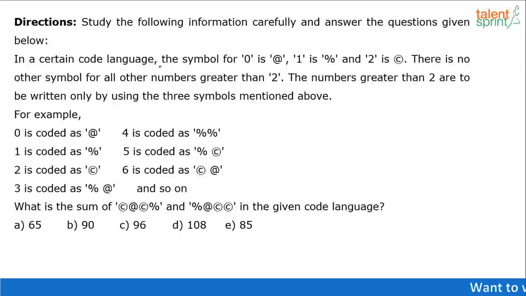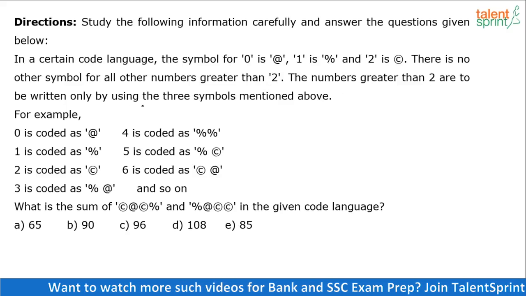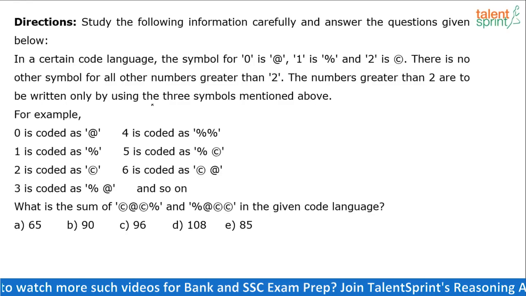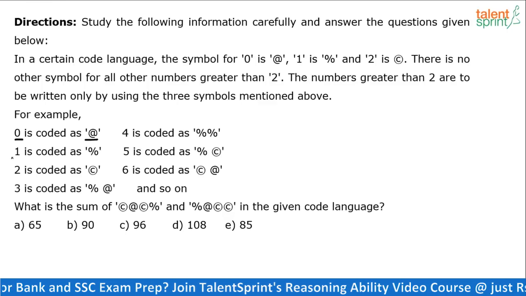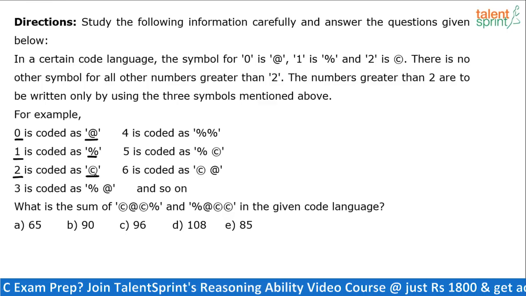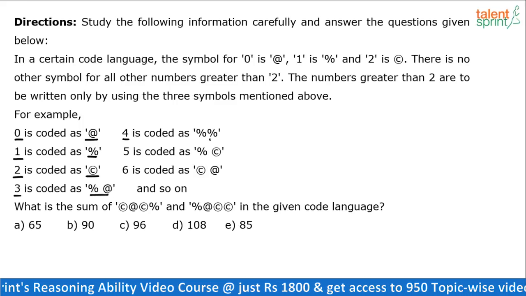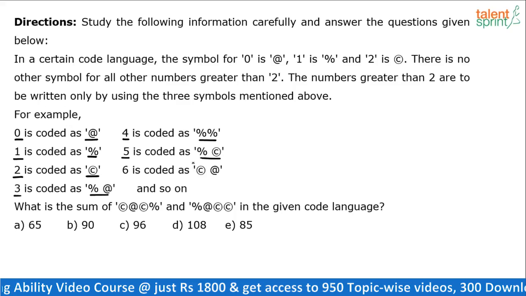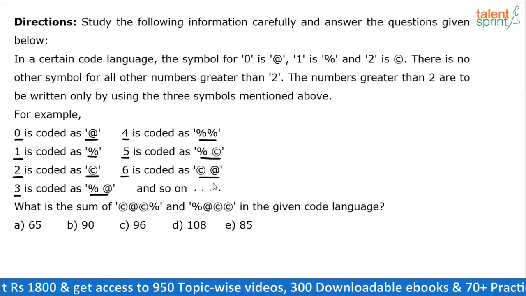In a certain code language, the symbol for 0 is @, 1 is %, and 2 is ©. There is no other symbol for all other numbers greater than 2. The numbers greater than 2 are to be written only by using the 3 symbols mentioned above. For example, 0 is coded as @, 1 is %, 2 is ©, 3 is coded as %@, 4 is coded as %%, 5 is coded as %©, 6 is coded as ©@, and so on, 7, 8, 9 and so on.